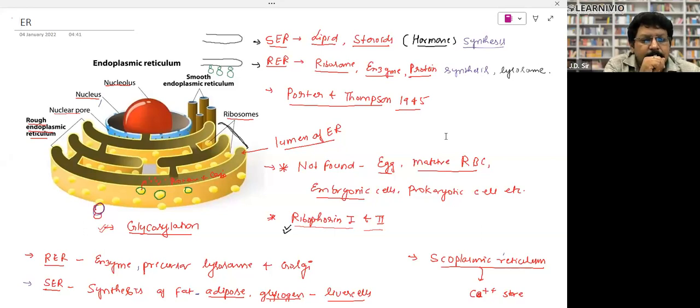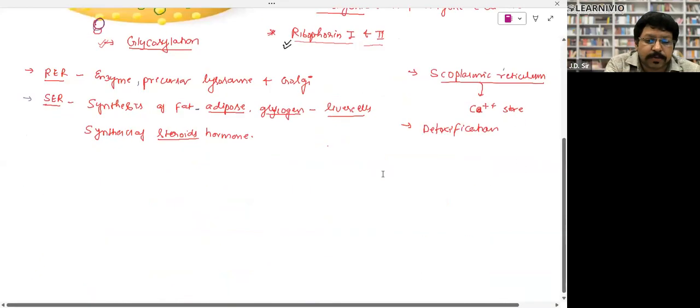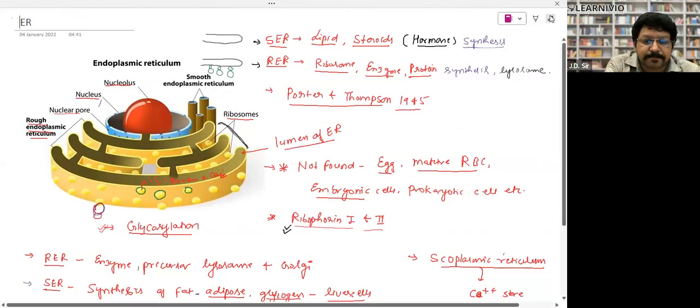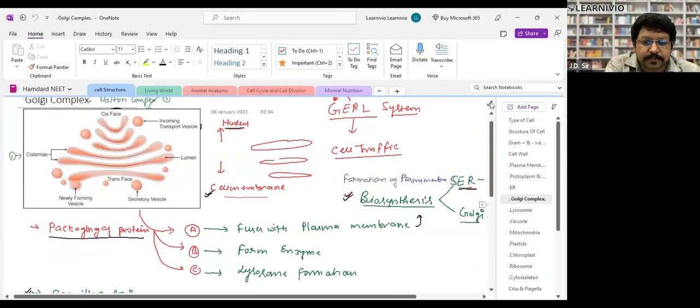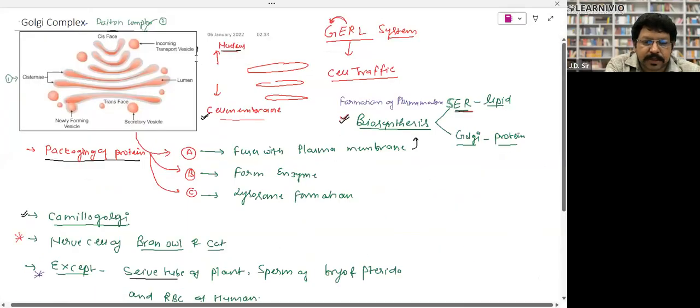We finished the rough ER and smooth ER. We have finished the endoplasmic reticulum. Yes, sir. So we will start with the next organelle. Fine, Golgi complex. Okay, thank you. So let's start with the Golgi complex.